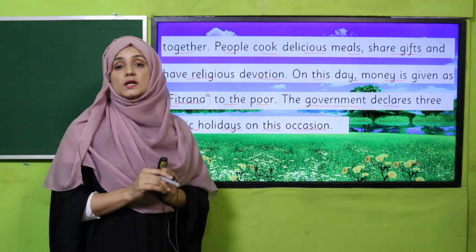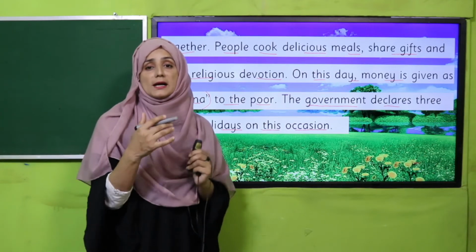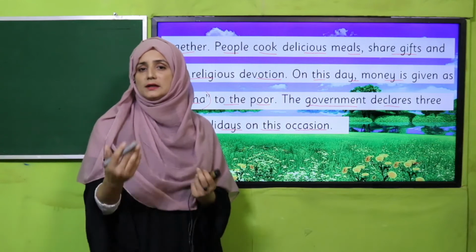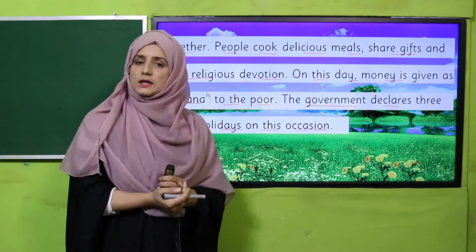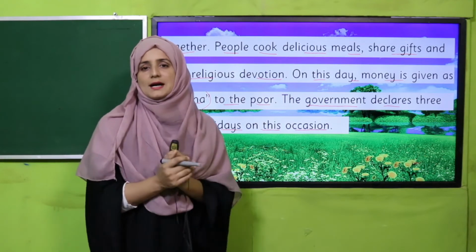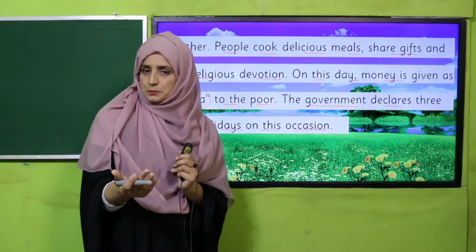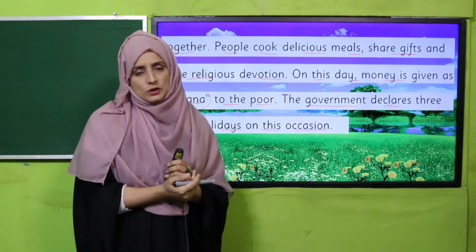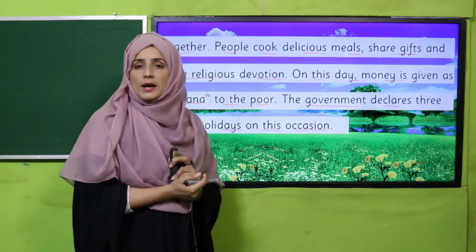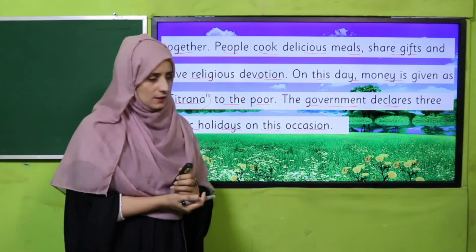And because we give money to the poor and needy people who are not able to buy clothes, new things or anything else that they need. So we give money in the shape of fitrana so that they might not feel like they are undeserving people. Okay, so that's why we give money in the shape of fitrana. So this is a very tremendous day in the Muslim culture.